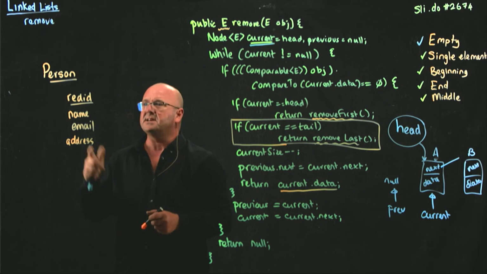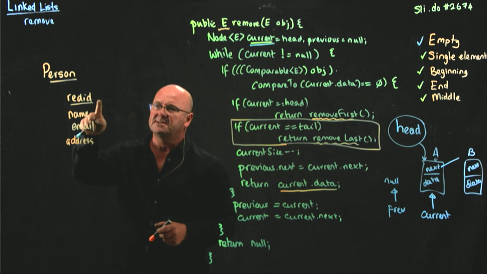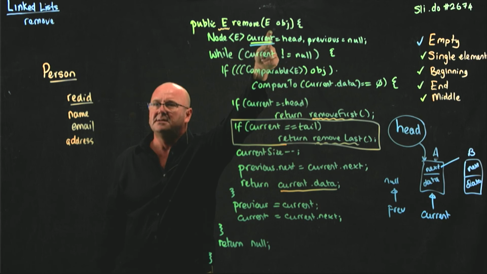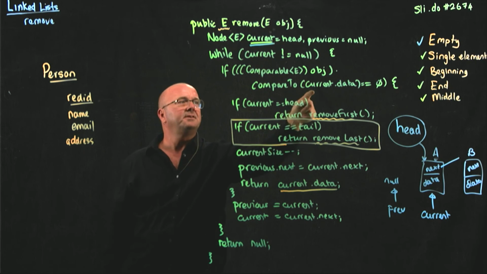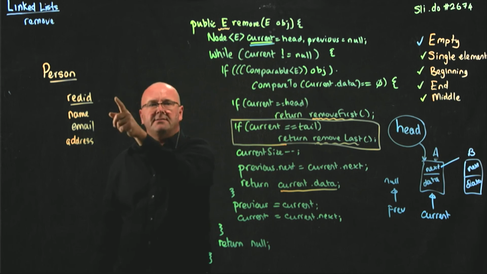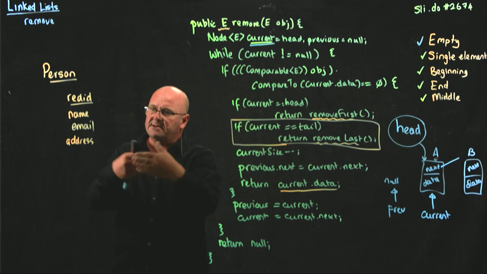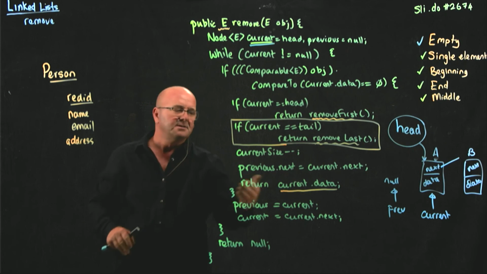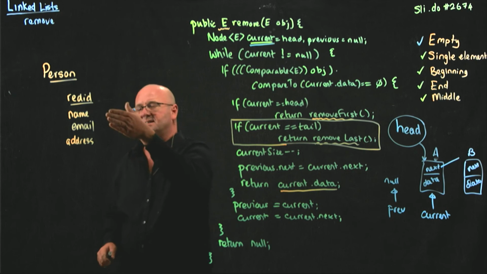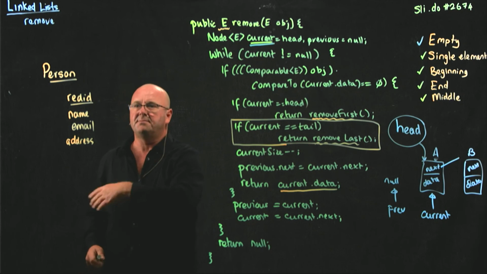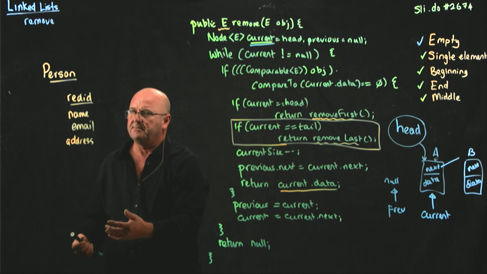So what I can do is create a new person and assign it a red ID. It's a person, so it's an E. And my compareTo method checks by the red ID. It doesn't look at any of this other stuff. It says, okay, this is the same person, their red IDs are the same. So I return the one on my linked list that has their name, their email, their physical address, their phone number, their GPA, all of the other information about them.